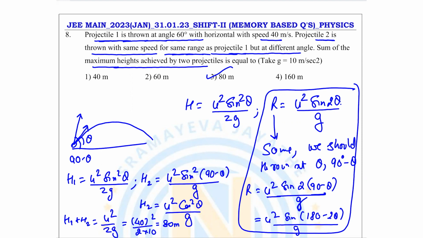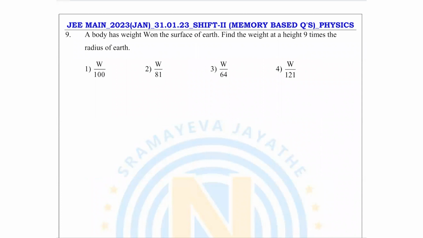So you see two questions are asked on quite a similar concept. So this is an important point to remember, that for complementary angles, you will have same range, theta and 90 degree minus theta. Let's move on to the next question.